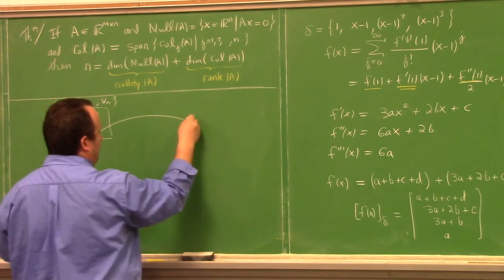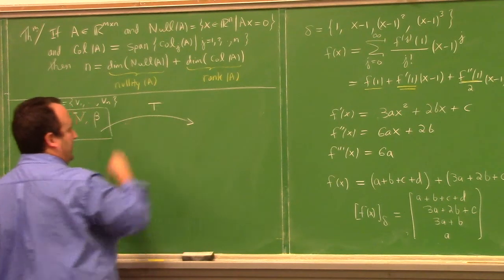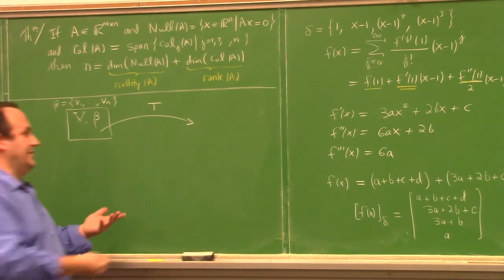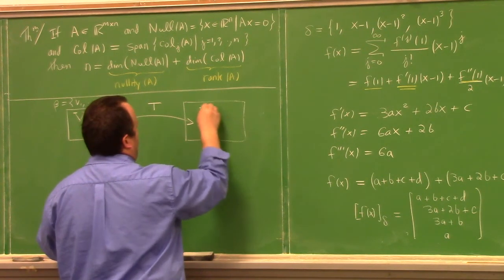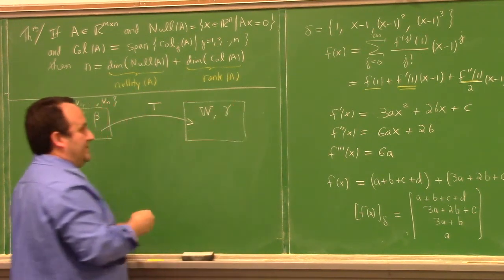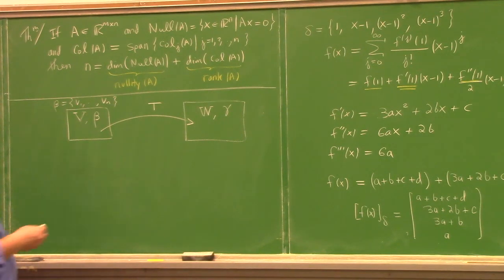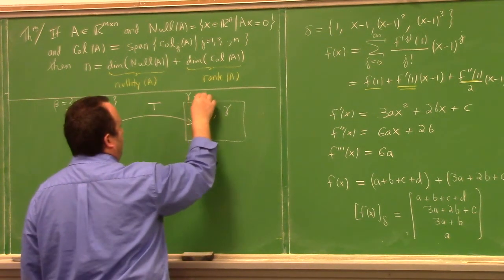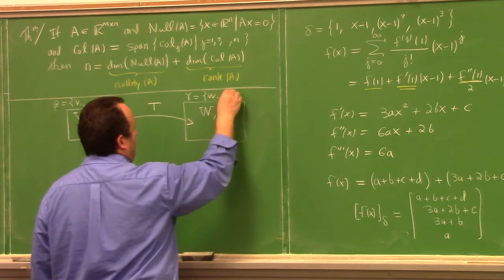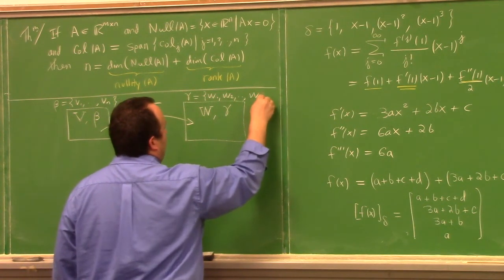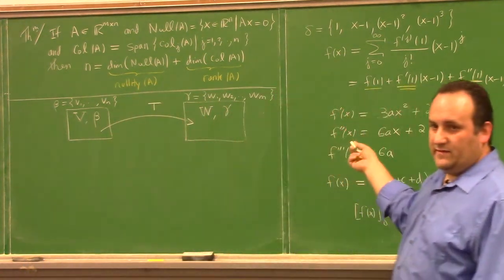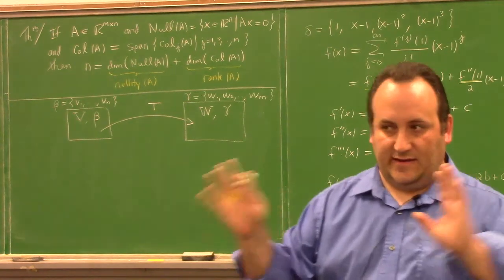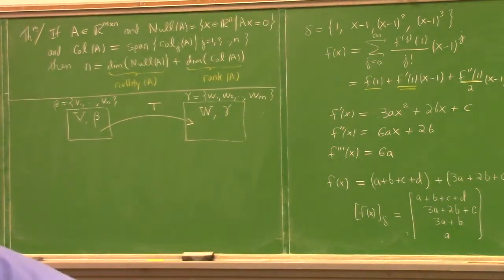I'm going to call it T. All right? And it goes over to another vector space, W. And I'm going to use gamma for the basis over there. I'm going to denote the basis in gamma by W's, W1, W2, let's say up to W_m, m as in mommy. So I'm going from an n-dimensional space to an m-dimensional space again, all right? But this time, not necessarily column vectors. These could be polynomials, they could be matrices, they could be any number of things.